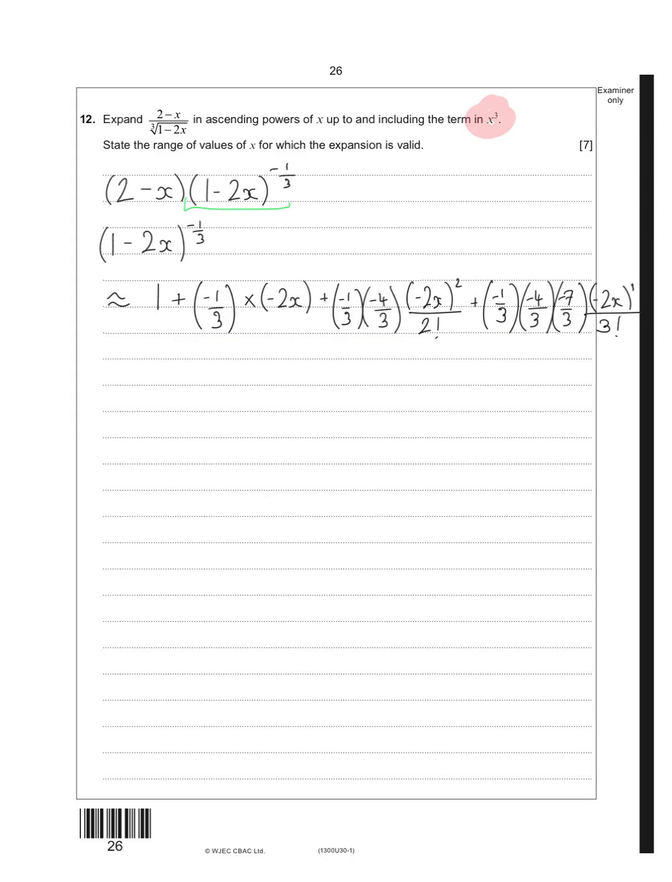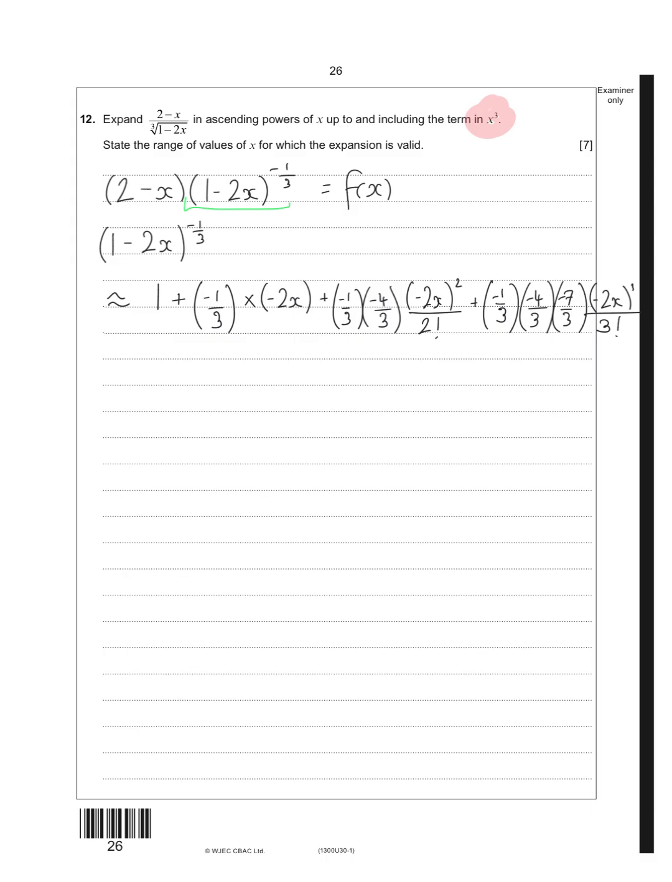Okay, I'm going to include at the end the range of validity. So I'm going to say then that that is f of x. So therefore, f of x is approximately equal to 2 minus x multiplied by that thing we just found, 2/3 of x plus 8/9 of x squared plus 112/81 of x cubed.